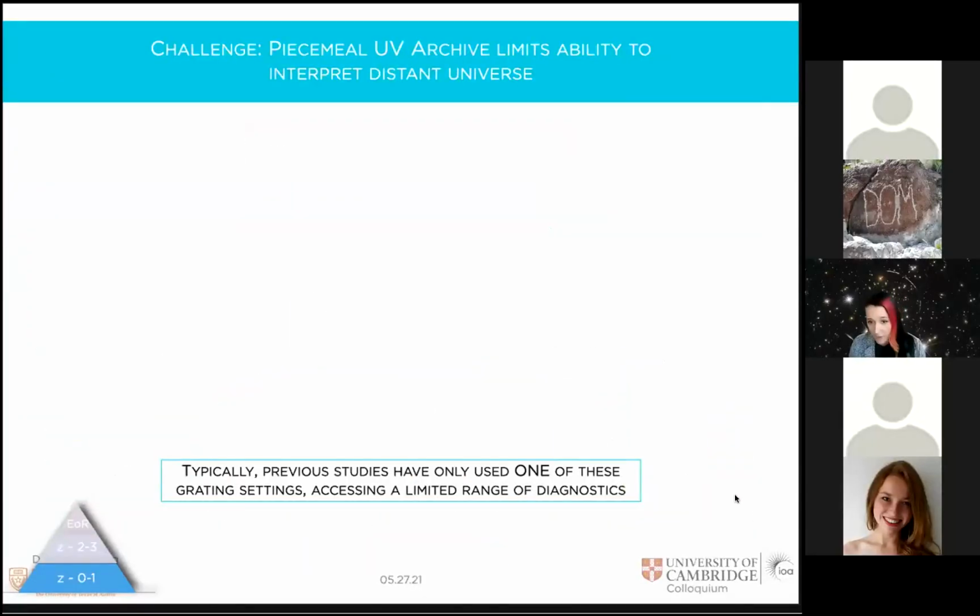And this is what motivated my large survey. So looking into the Hubble archive, and in particular the Cosmic Origins Spectrograph archive, which has done a lot of great science over the years, I found that most people are motivated to use it efficiently, and so would only focus on one part of the far UV depending on their scientific goals.